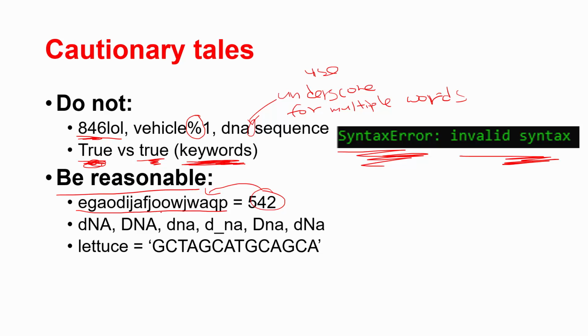The other thing is that if you have a bunch of values and you're working with these different values, and they're all very similar, please refrain from naming them with similar names. For example, if I have a bunch of different DNA sequences, it would be very bad if I named one lowercase d and then uppercase NA, then DNA, or then all lowercase, and one with an underscore. This is just really confusing.